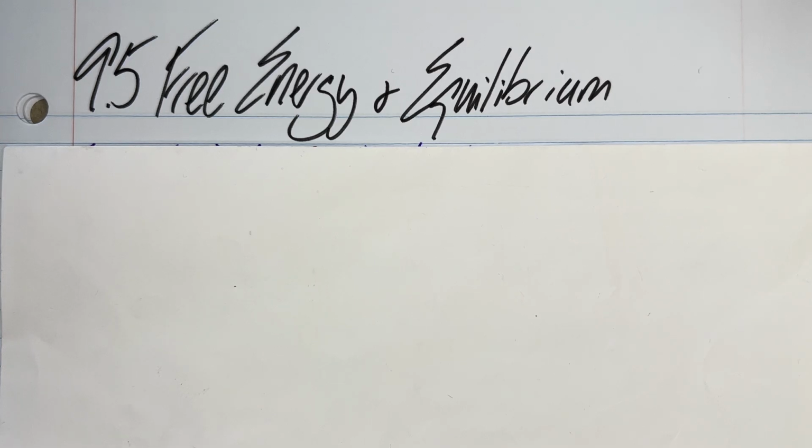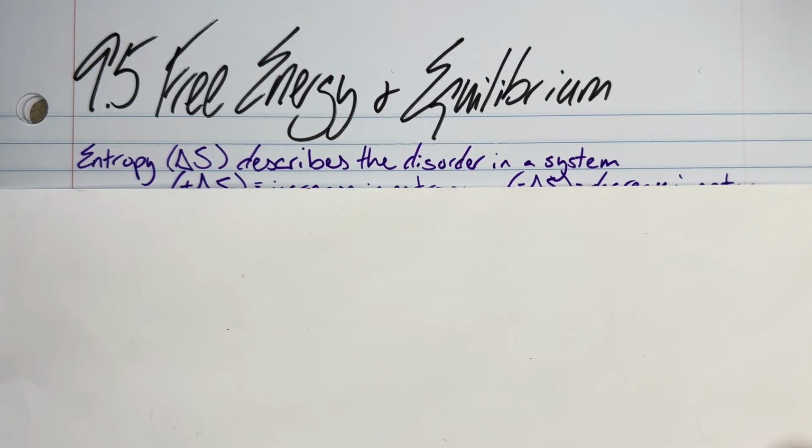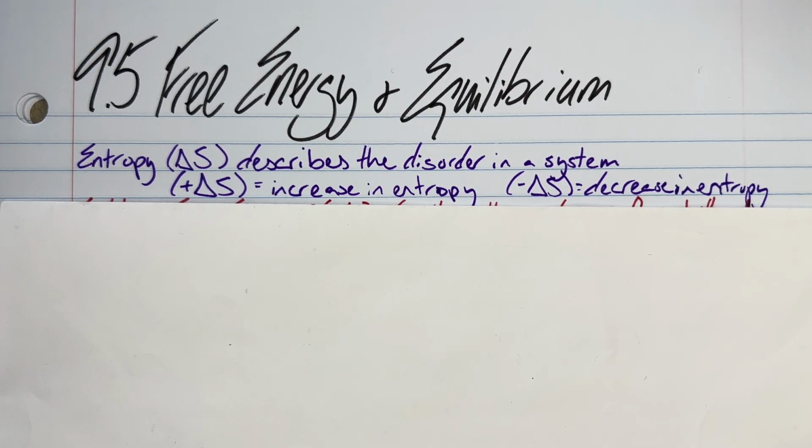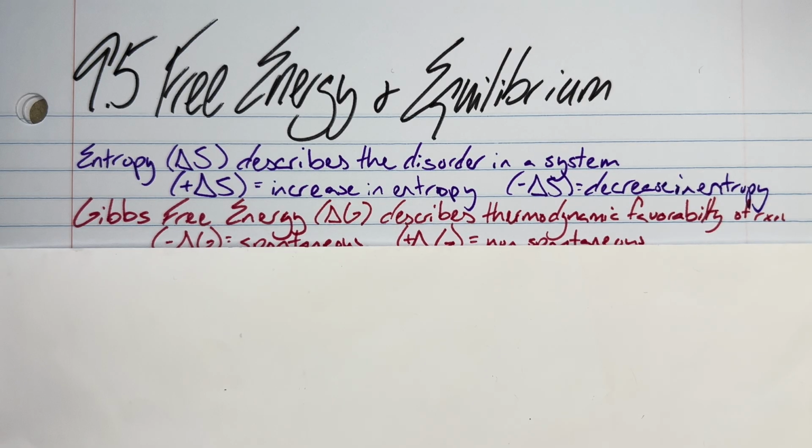AP Chemistry Unit 9.5, Free Energy and Equilibrium. Entropy, or delta S, describes the overall disorder of the system. A positive delta S, or positive entropy, is going to be an increase in entropy, and a negative delta S, or negative entropy, is going to be a decrease in entropy. Gibbs free energy, or delta G, describes the thermodynamic favorability of the reaction.